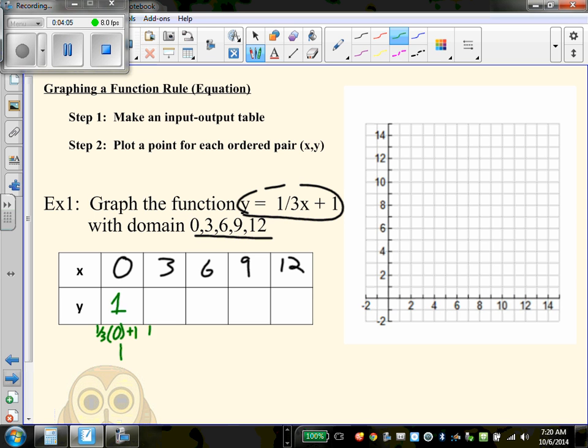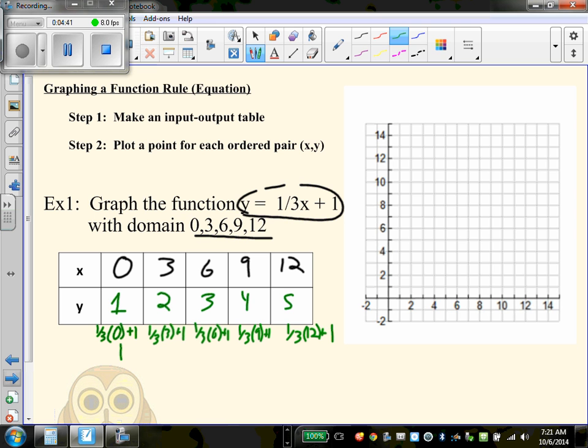Next, we would have 1/3 times 3 plus 1. 1/3 times 3 is 1, plus 1 is 2. And we basically keep going like this. So 1/3 of 6 is 2, plus 1 is 3. And you keep plugging these numbers in. I would recommend you do it. I'll just write down what it would look like for each of these. And these end up being 4 and 5.